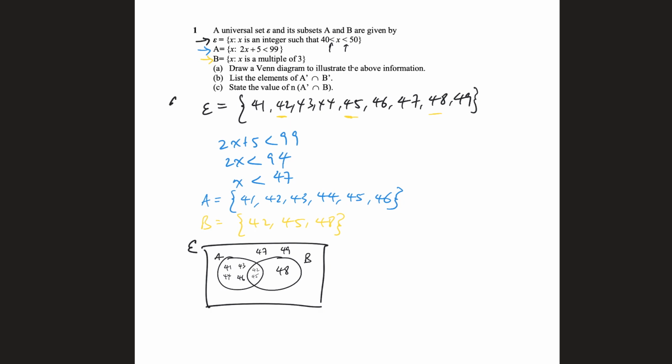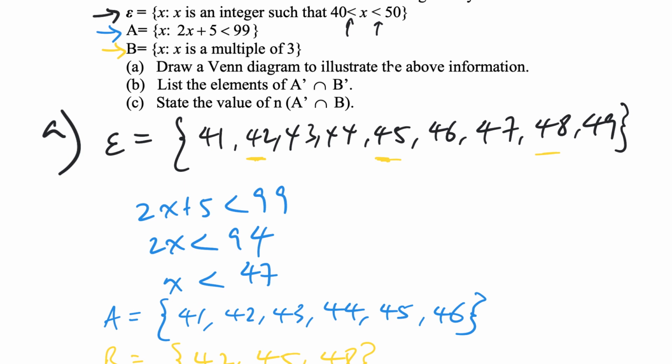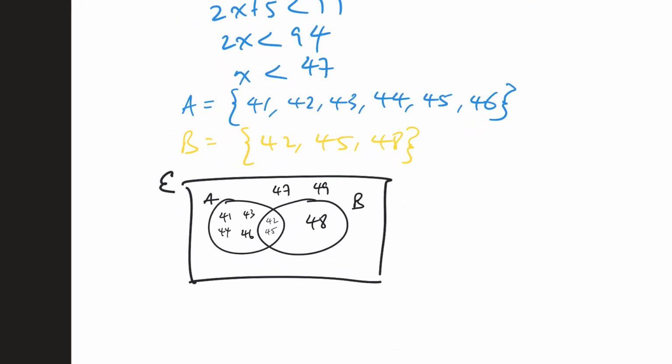Now for part B, that was part A. List the elements in A prime intersect B prime. And so A prime is basically everything that is not in A, and B prime is everything that is not in B. And so let's look. Everything that is not in A is basically outside here. And everything that is not in B is basically outside here. And we're trying to find the overlap.